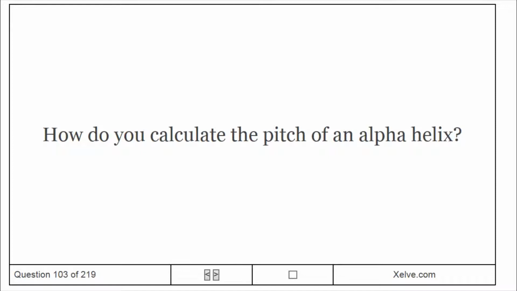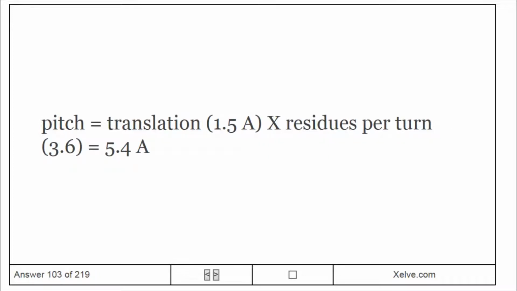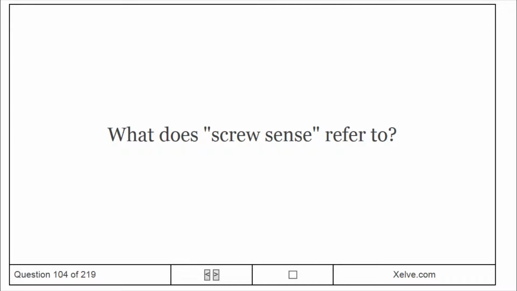What is the pitch of an alpha helix? The length of one complete turn along the helix axis. How do you calculate the pitch of an alpha helix? Pitch equals translation times residues per turn, which equals 5.4 angstroms.